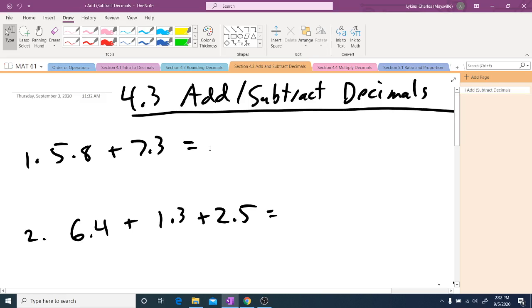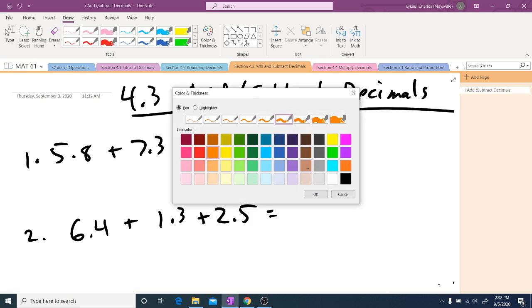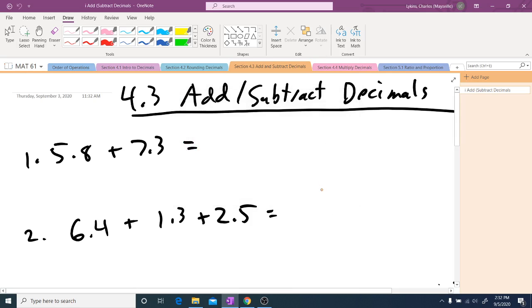Hey, welcome back. Today we're going to hit section 4.3, which is adding and subtracting decimals. Now, one thing with adding and subtracting decimals, I'm going to just kind of show you over at the side. This is called the stacking method. All I'm going to do is add these up.